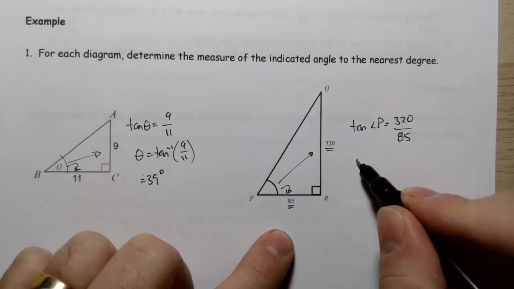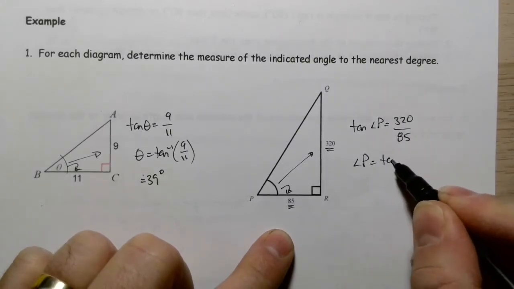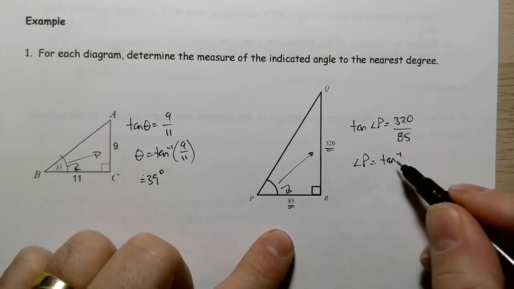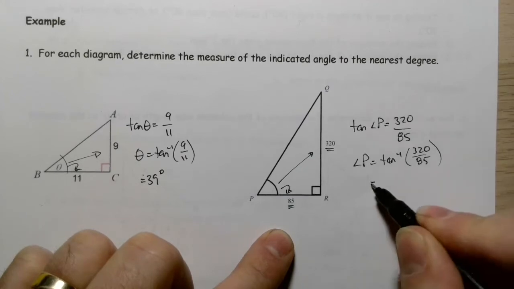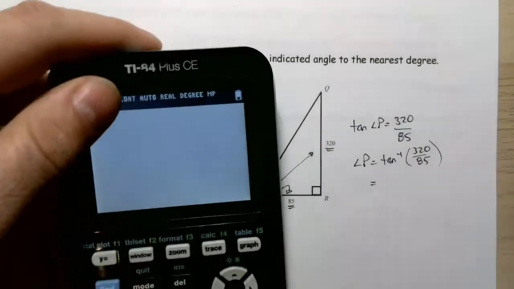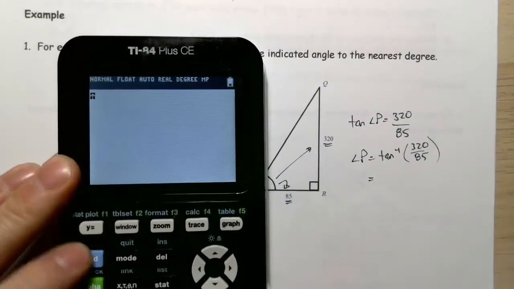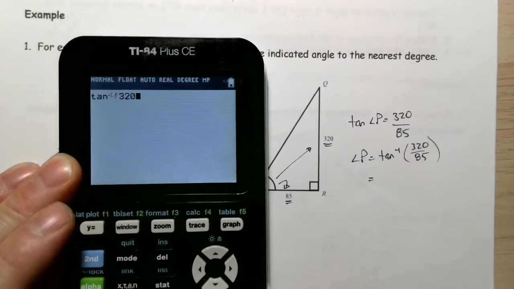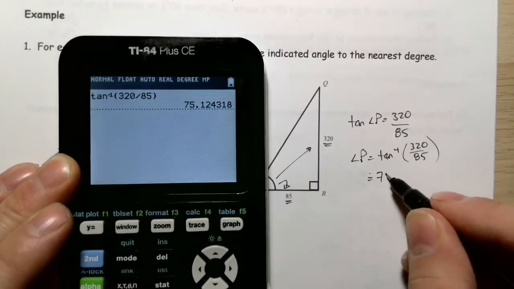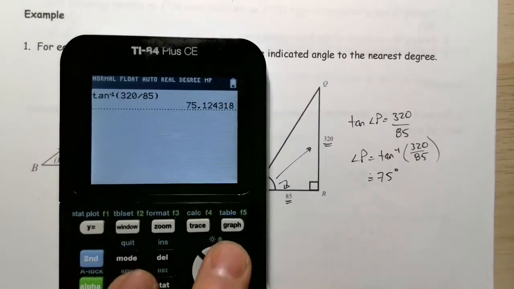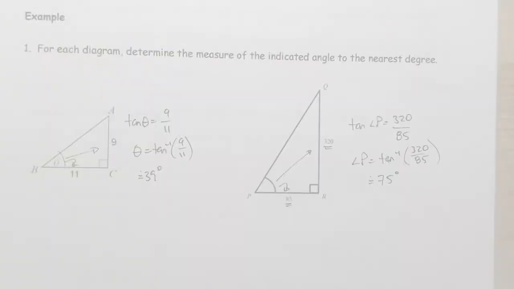Now again, I want the angle, so what I need to do is the inverse tangent function of 320 divided by 85. And again, that is just calculator work. So second tangent, 320 divided by 85, and we get approximately 75 degrees. There it is. It's as easy as that.